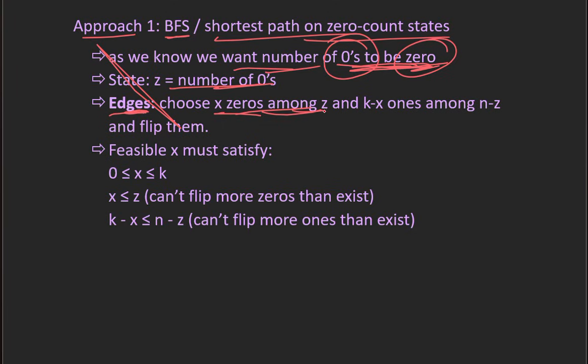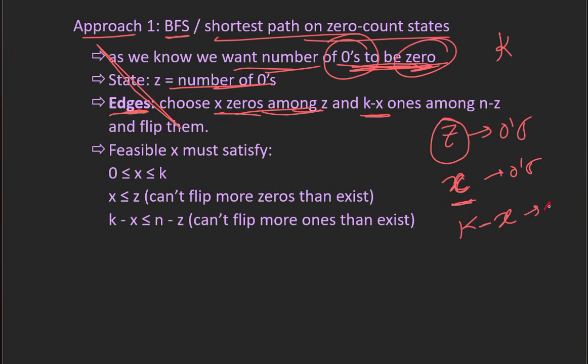zeros among z, right? So suppose we have z as the number of zeros. So what we do is we'll choose x zeros from this z. Then how many ones will we be selecting? In total we have to flip k bits. So we select x zeros, then k minus x will be ones, right? This will be selected. So these will be the edges.